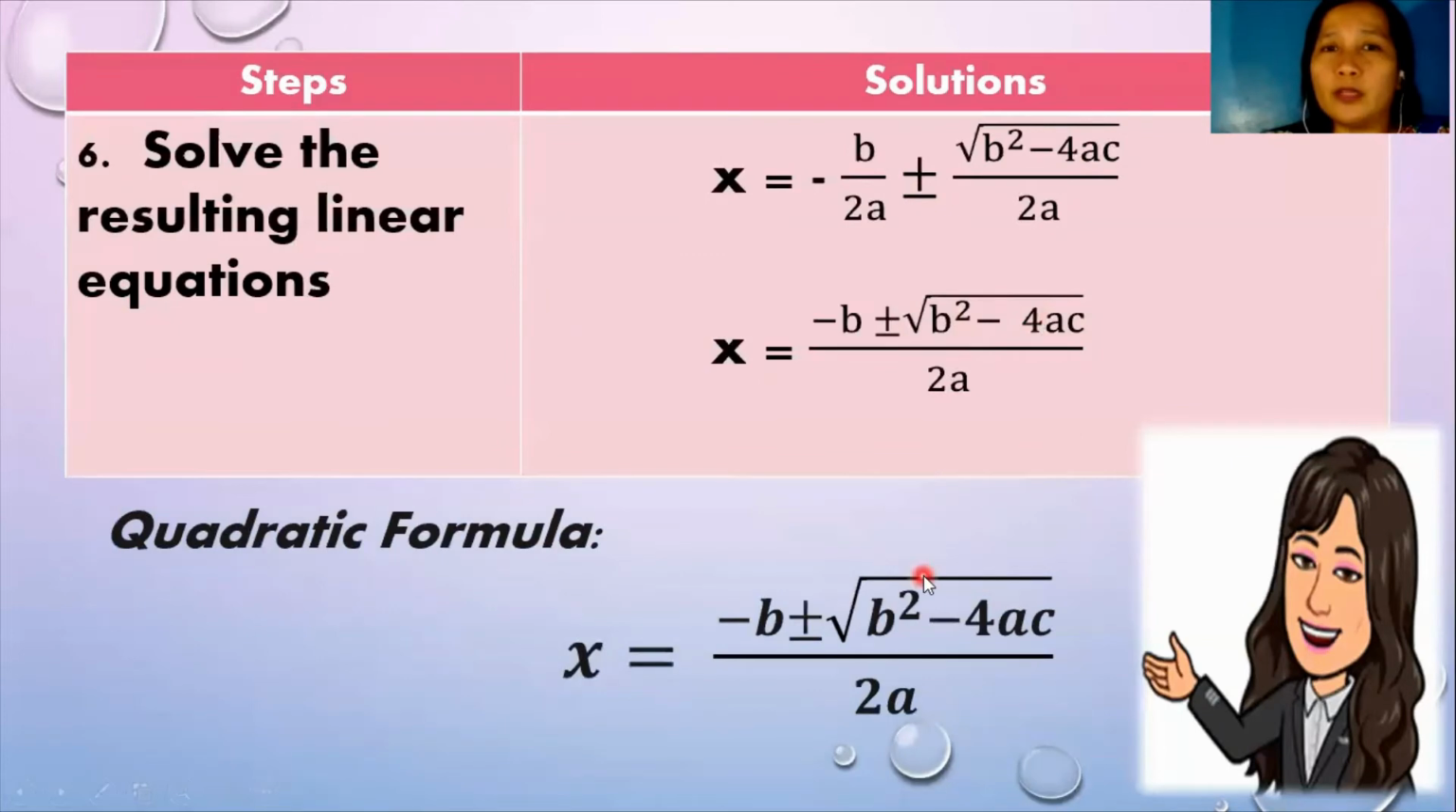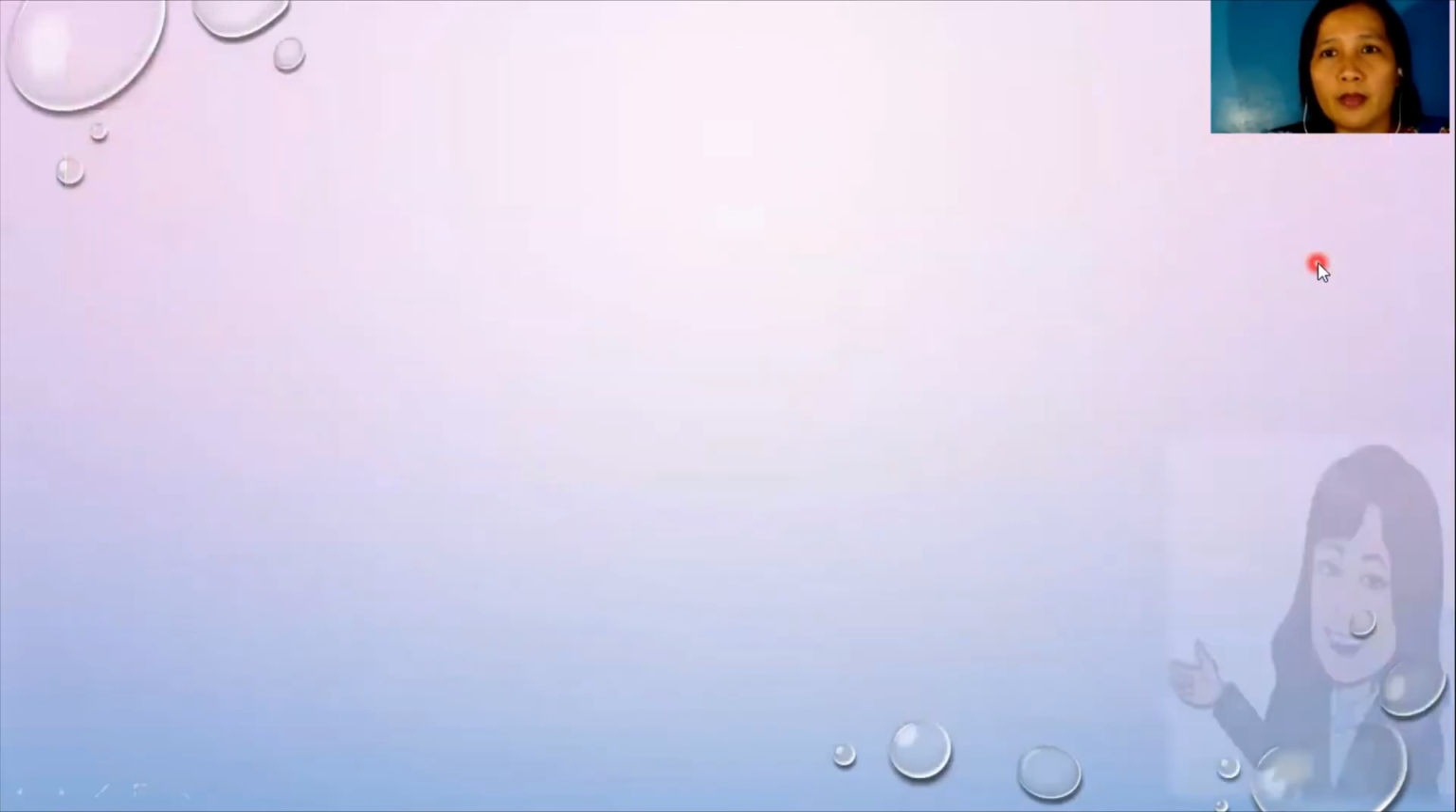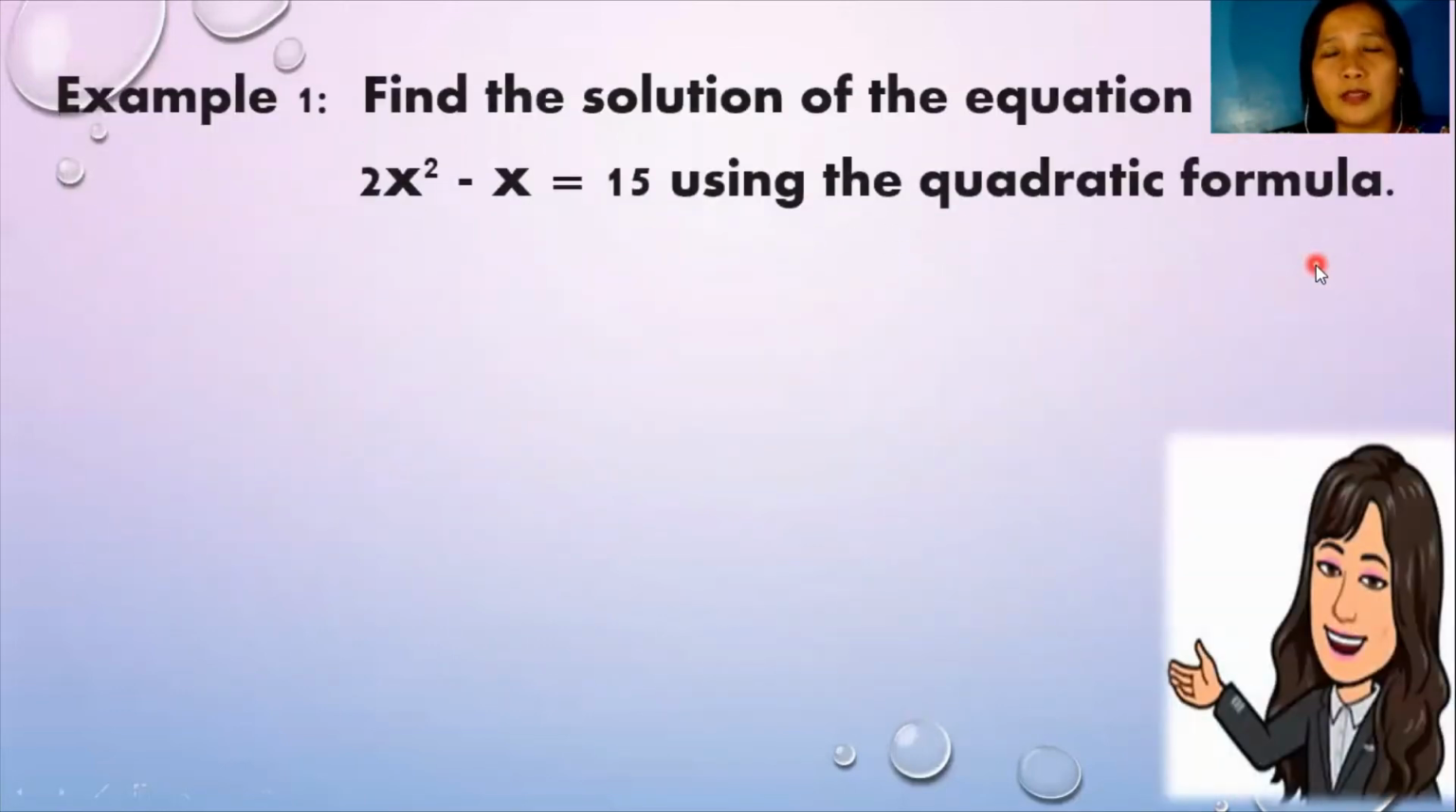So we need to memorize our quadratic formula. X is equal to negative b positive or negative square root of b squared minus 4ac all over 2a. Okay guys, so that's our formula now. We are using this for our example number 1. Find the solution of the equation 2x squared minus x is equal to 15 using the quadratic formula.